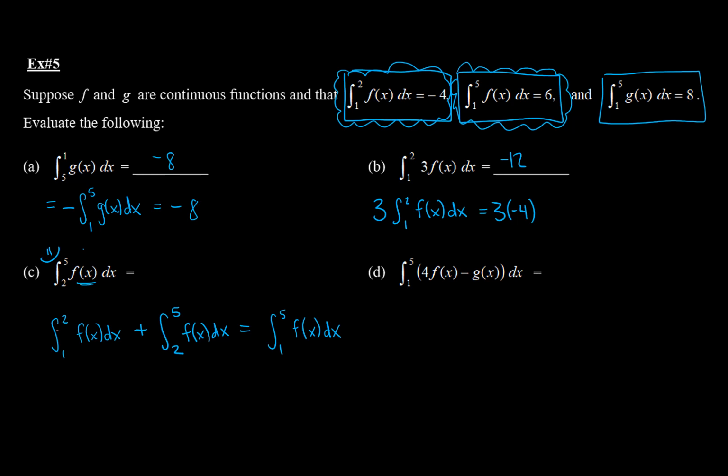So let's do that. So from 1 to 2, f of x, this is going to give me negative 4. This one, I don't know what it is. Let's just call it w. And then 1 to 5, we know is 6. So I just need to add 4 to both sides. And I get this value to be a positive 10.